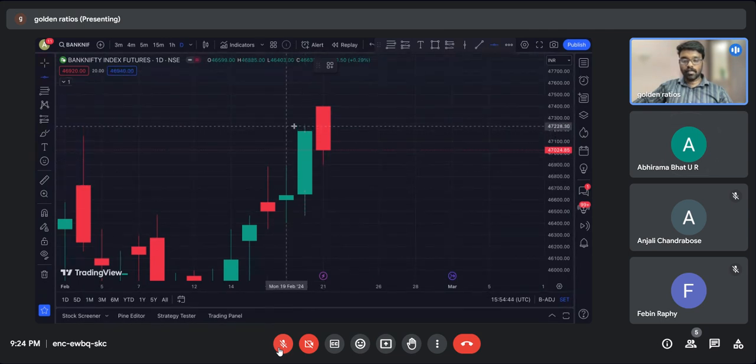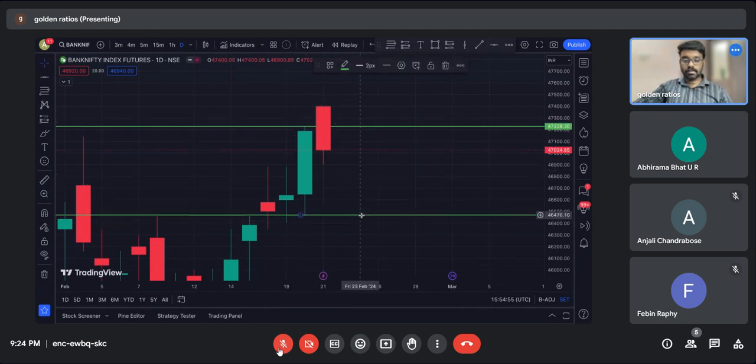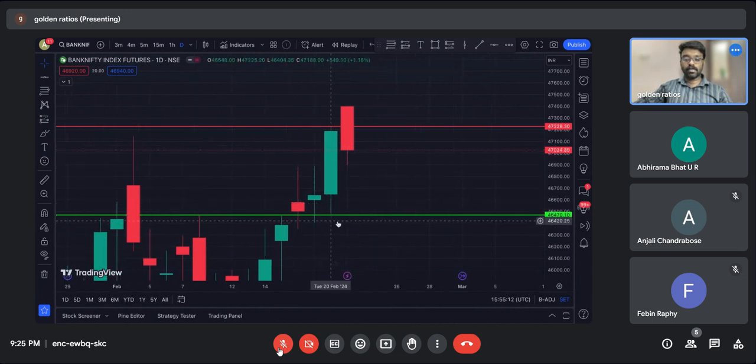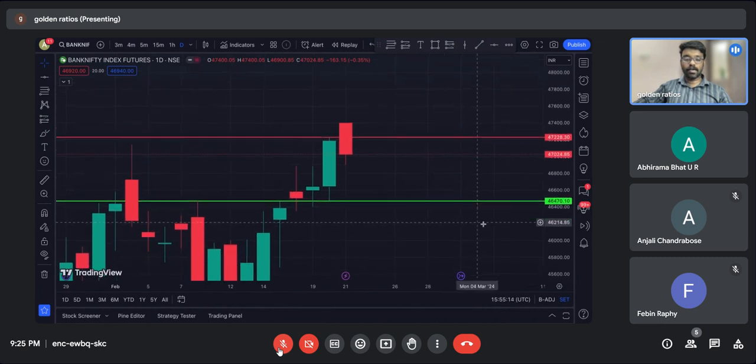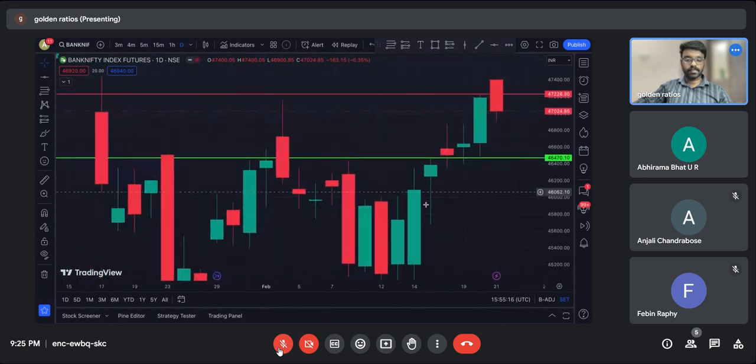So this was the high made. They will draw one line over there, and that day's low. And they will think that this is yesterday's resistance and this is yesterday's support. Understood, no? Everyone got the point? This is one type of finding support and resistance.